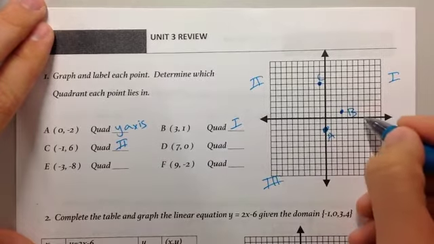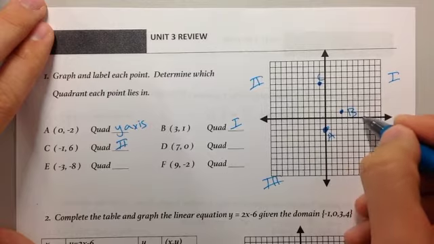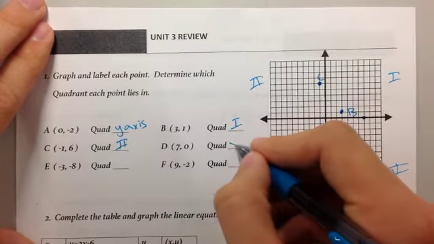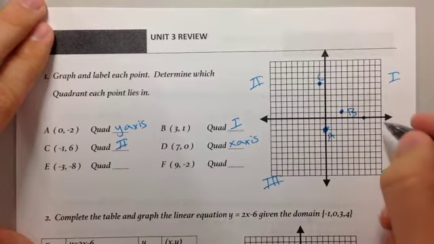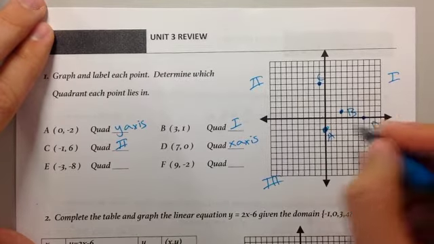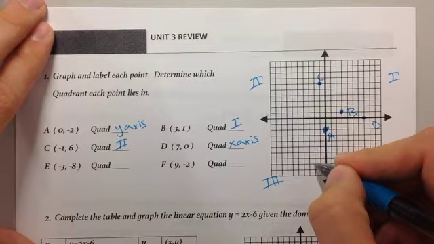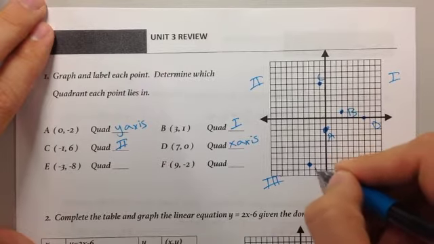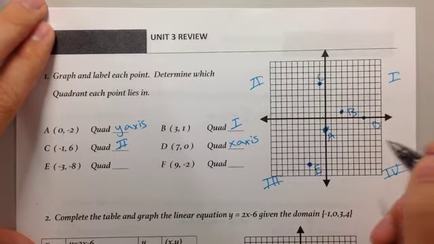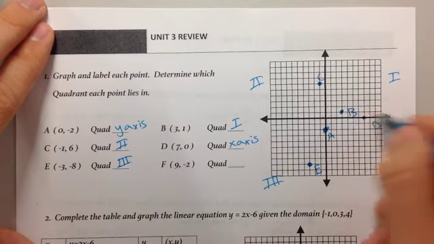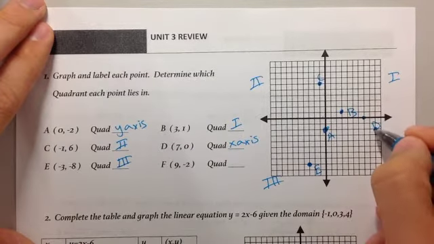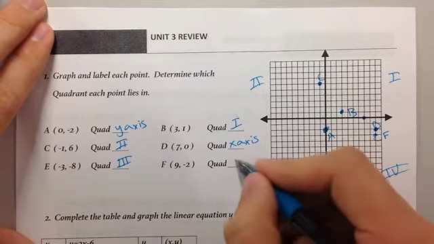D is (7, 0). We're going to call that the x-axis. (-3, -8) for E. Here's -3. Here's -8. There's our E, and it's firmly placed in quadrant 3. And then (9, -2) right here will be our F, and it's going to be in quadrant 4.